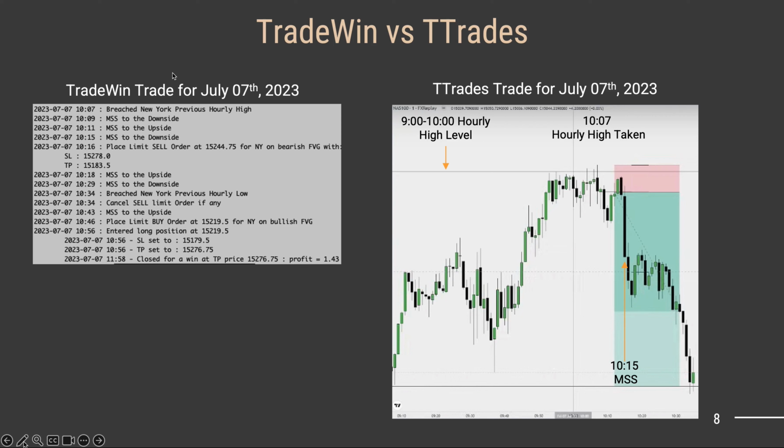Now let's have a look on the left at what TradeWin would have done. There are too many things happening here, so I really want to focus on this trade, and I promise you this is exactly what we would have done. Let's dive in.